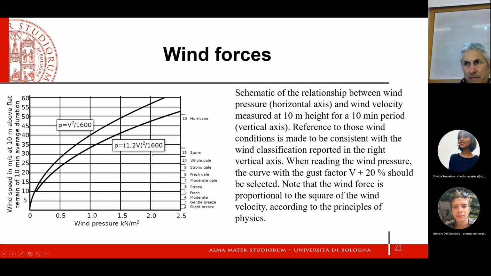And just take into account that here we have the lower curve, which is actually giving a higher pressure than the upper curve, because the pressure is in the horizontal axis. So the lower curve takes into account the gust factor. And here you see the velocity on the left in meters per second. And on the right, you see the Beaufort scale.